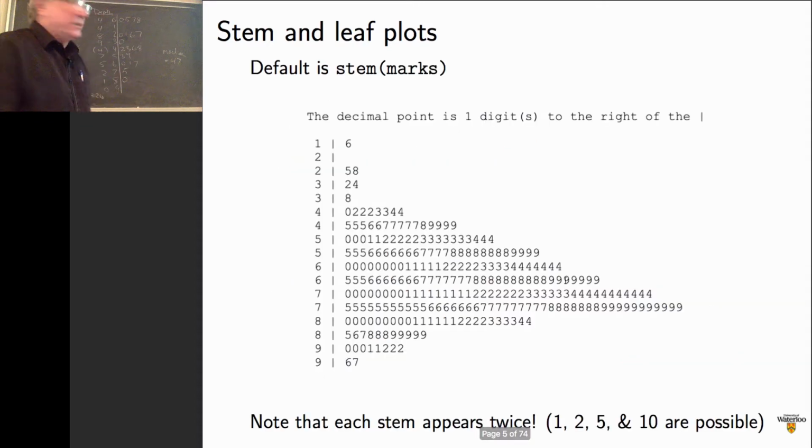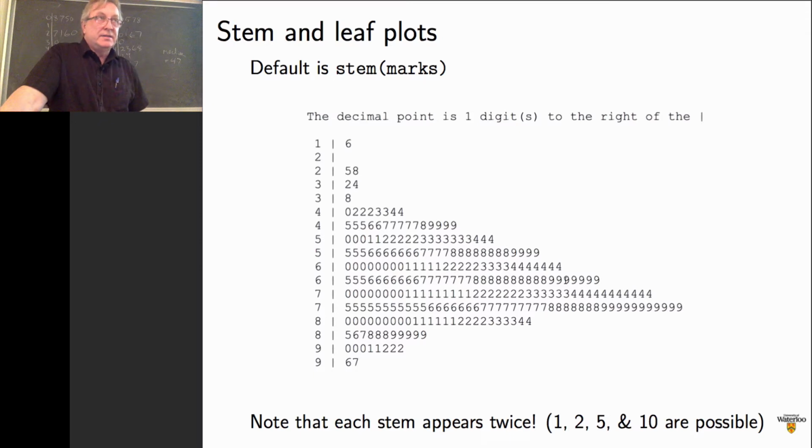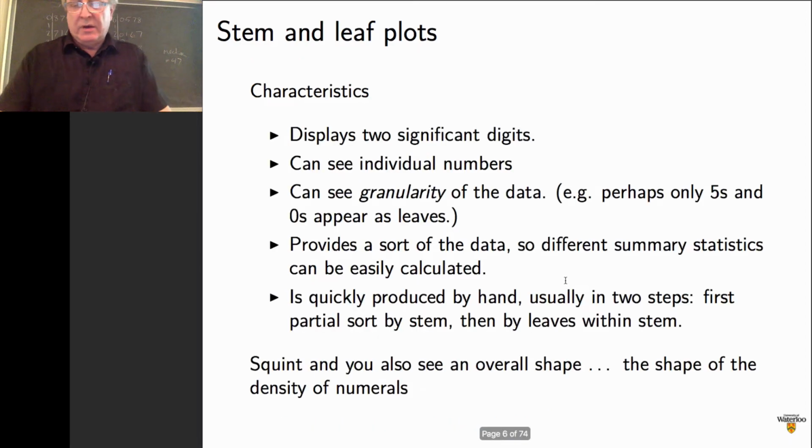The other thing is if you squint so that the numbers disappear, you kind of see a density. So squint at that and you think that there's sort of a density. Is that distribution symmetric? No. It's stretched out in the lower tail and piles up on the right tail at the top end. It's not symmetric.